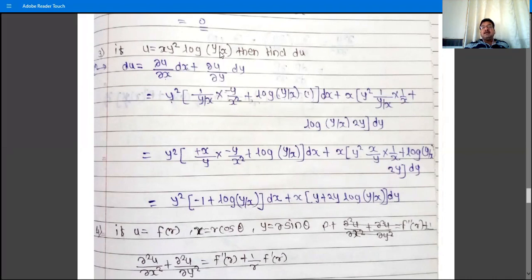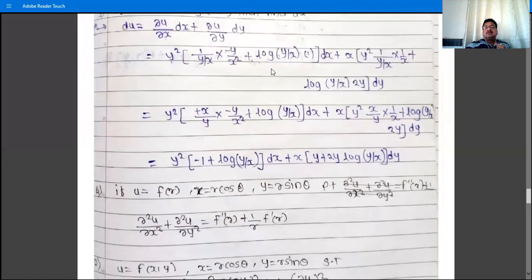Then ∂u/∂y is again the u into v rule. x is now constant, and then apply the rule u into v for y square log y by x. y square is u, log y by x is v. So u derivative of v: log y by x derivative is 1 by y by x into derivative of y by x with respect to y, which is 1 by x. The derivative of y is 1. So 1 by x is a constant quantity. Plus log y by x, derivative of y square is 2y dy. Okay. So after simplification, we have this.